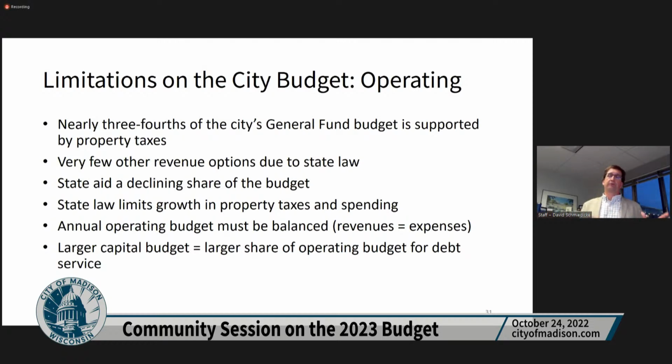We talked a little bit about debt service earlier, and that debt service is basically the repayment of borrowing issued to finance capital projects. So if we have a larger capital budget over time, we're going to have higher debt service, and that'll be a higher share of the budget.